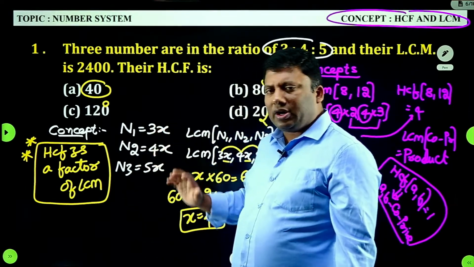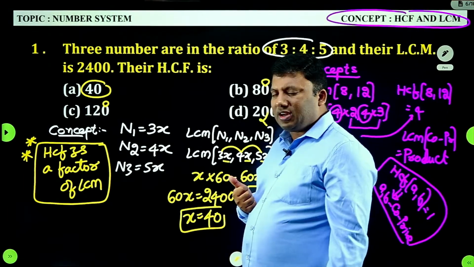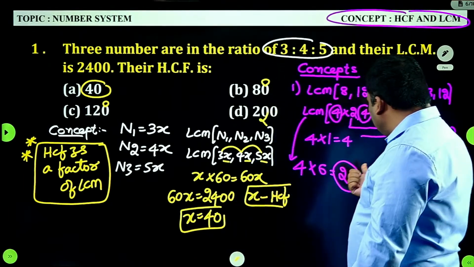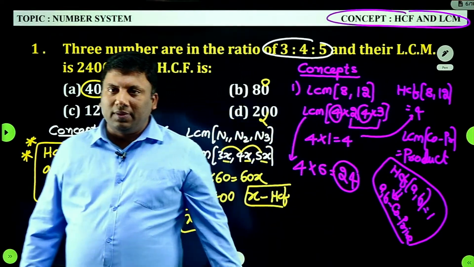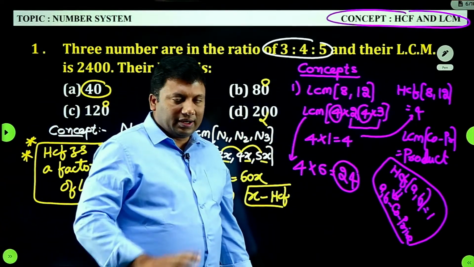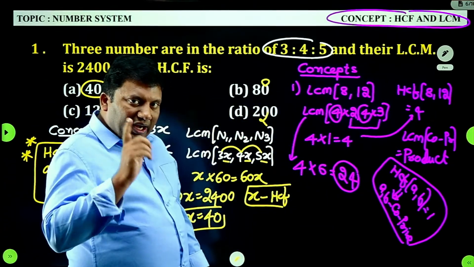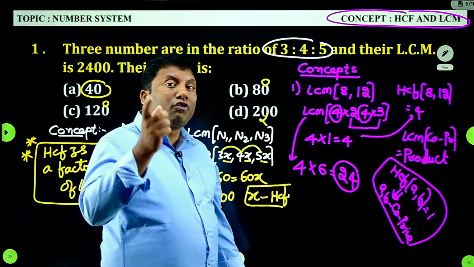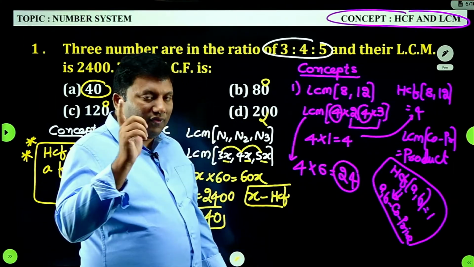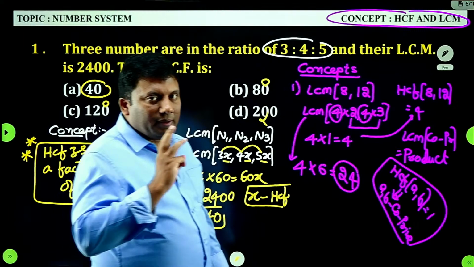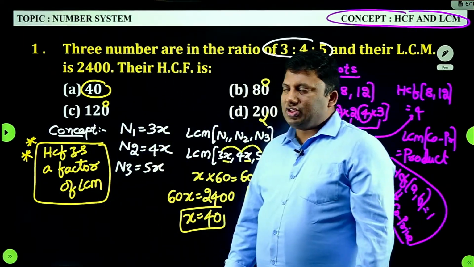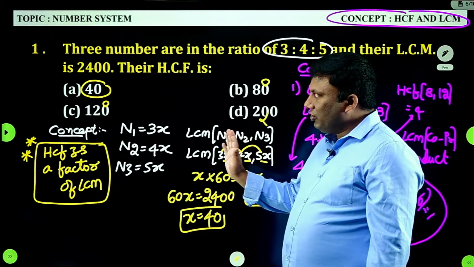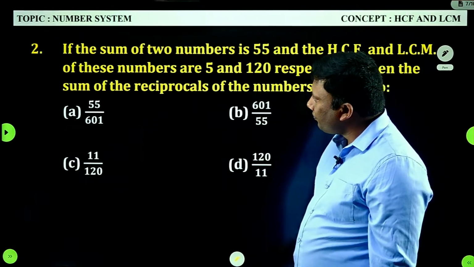Very, very important question. What are the concepts that we learned from these questions? First key point: LCM of co-prime numbers is always the product. Second key point: HCF of co-prime numbers is always 1. Third key point: HCF should be a factor of LCM. These are the 3 key points that we learnt.